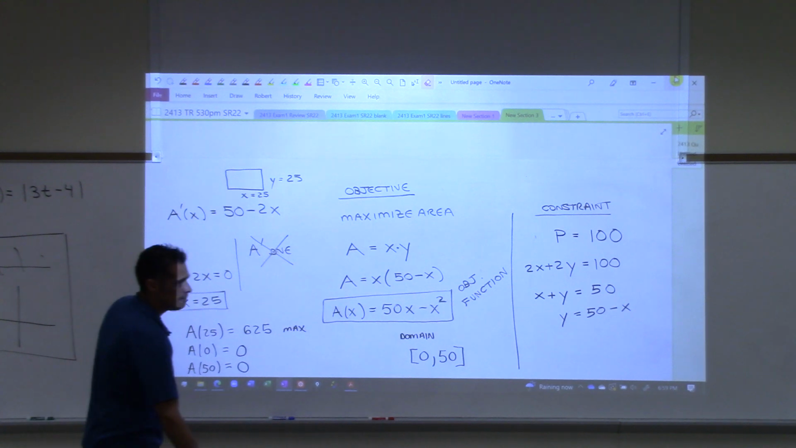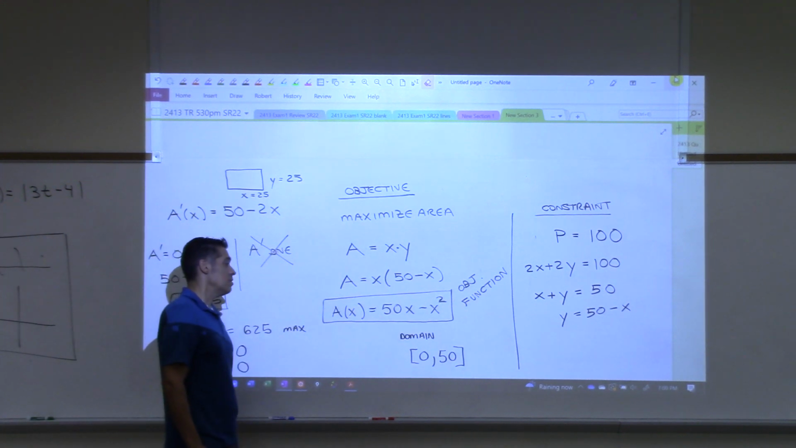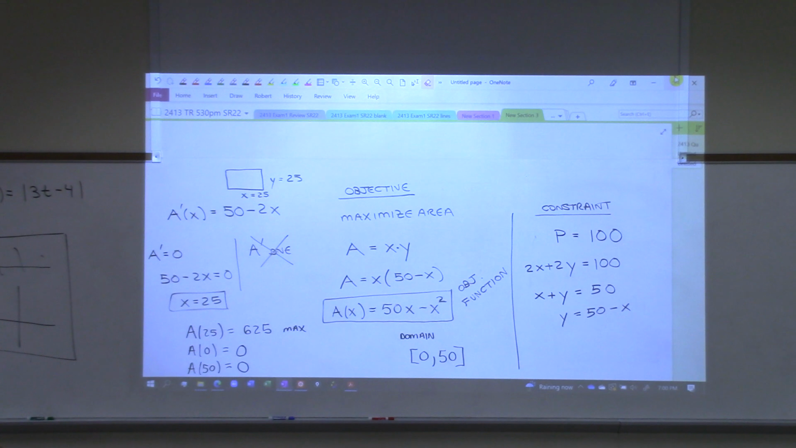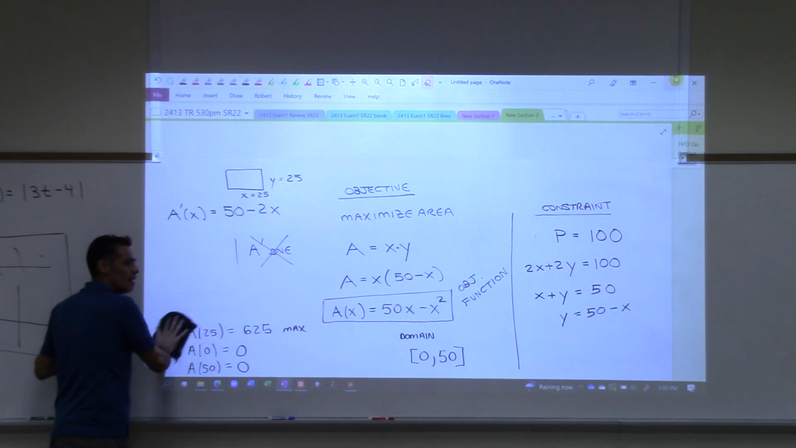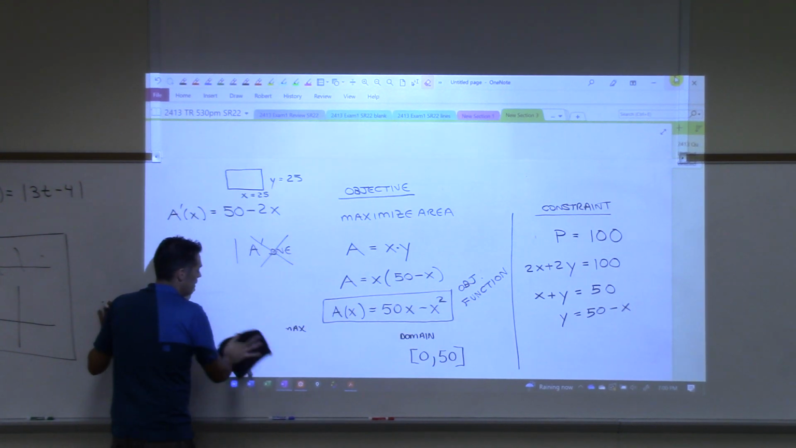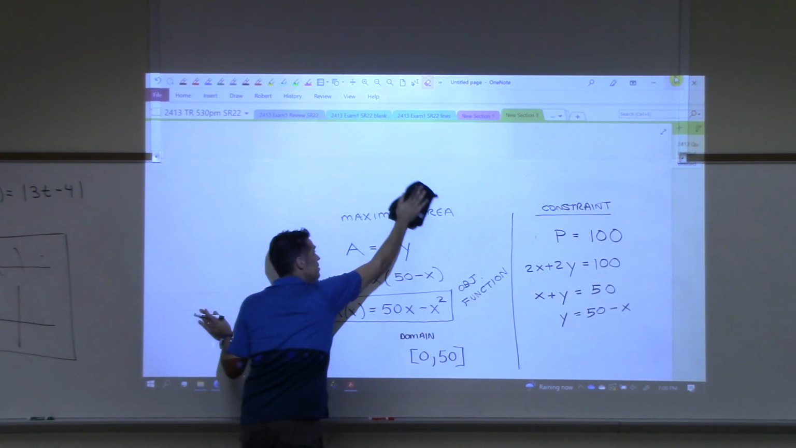Any questions? The dimensions are 25 by 25. Was the answer in the text? x equals 25, y equals 25. Wait, did it initially ask for a rectangle, or just...? That's a good question. Is a square a rectangle? Yes, it does qualify. But a rectangle is not necessarily a square, while a square is necessarily a rectangle.